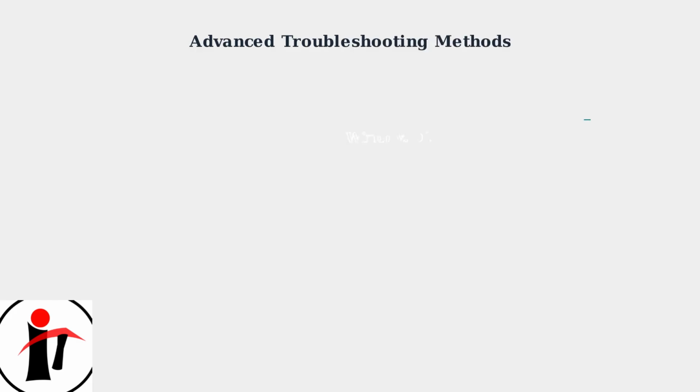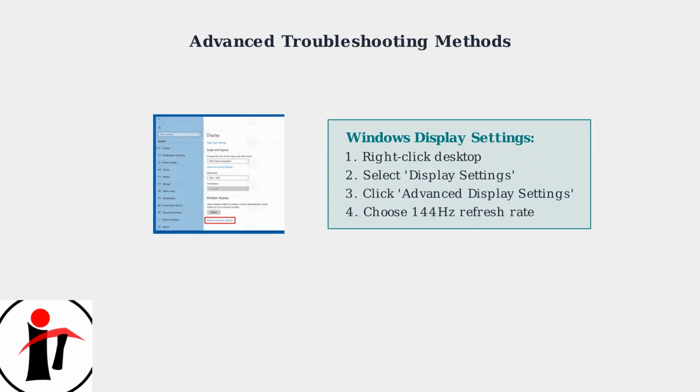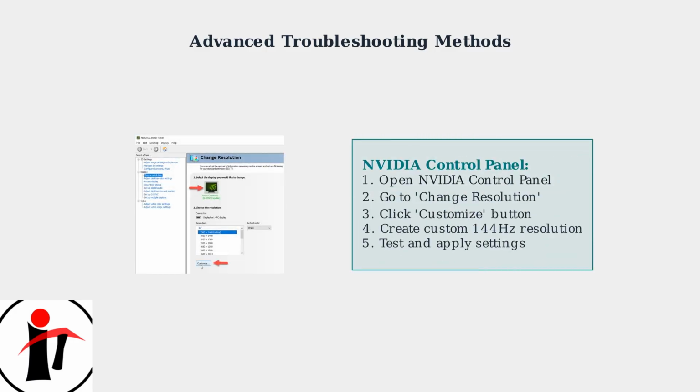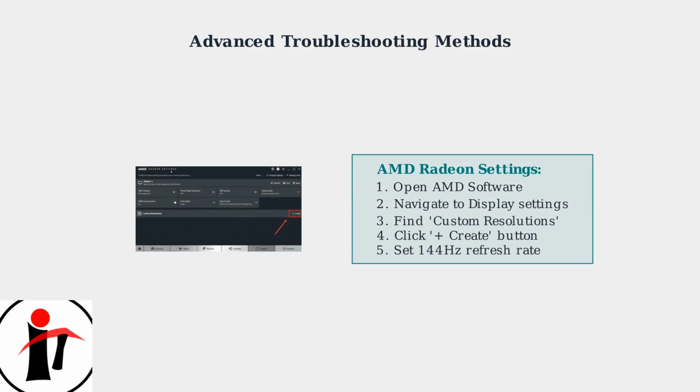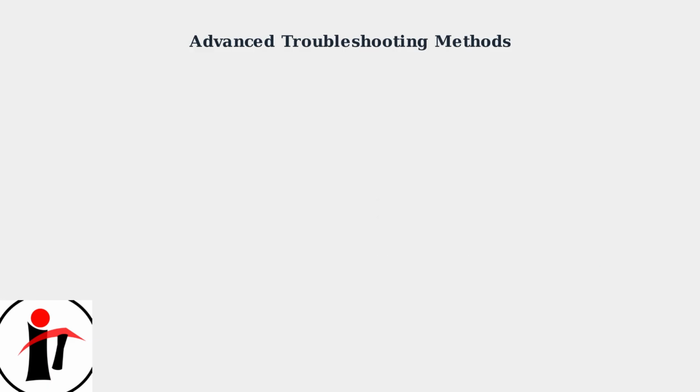When basic cable checks fail, we need advanced troubleshooting. First, configure your Windows display settings properly. If 144Hz isn't available in Windows settings, create a custom resolution in your graphics driver control panel. For NVIDIA users, open the NVIDIA control panel. AMD users should access AMD Radeon settings. Look for the Custom Resolutions section and create a new resolution with 144Hz refresh rate.